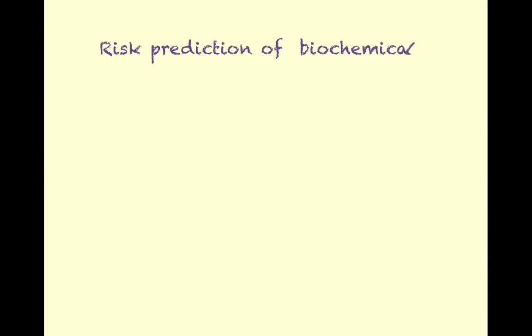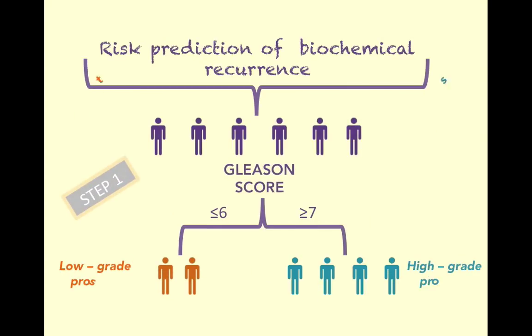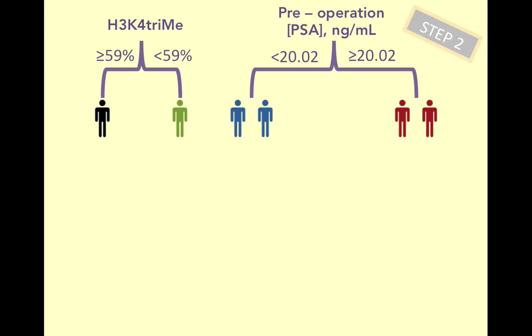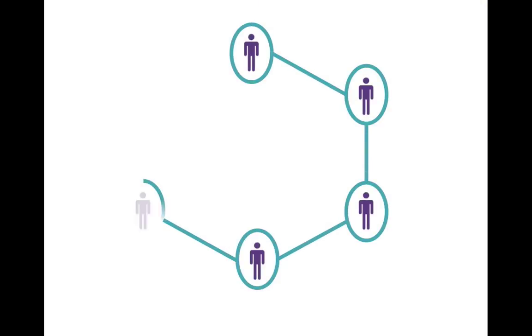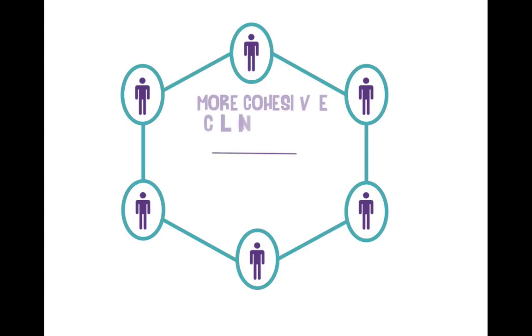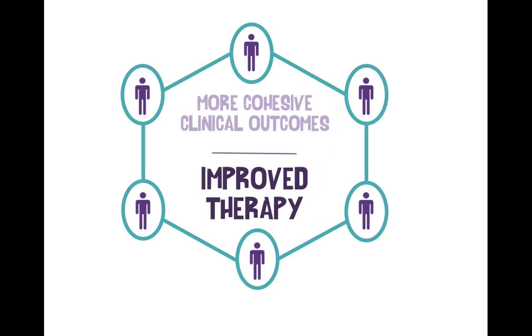Histone modifications can improve the situation, because they allow calculating a risk prediction of biochemical recurrence when grouping patients. What does it mean? This means that we are going to obtain more accurate and cohesive clinical outcomes, and this will improve the therapy.